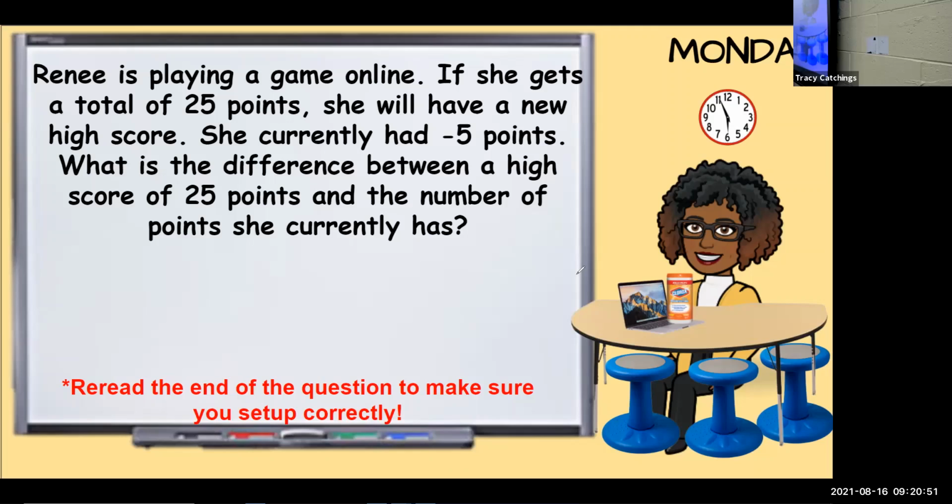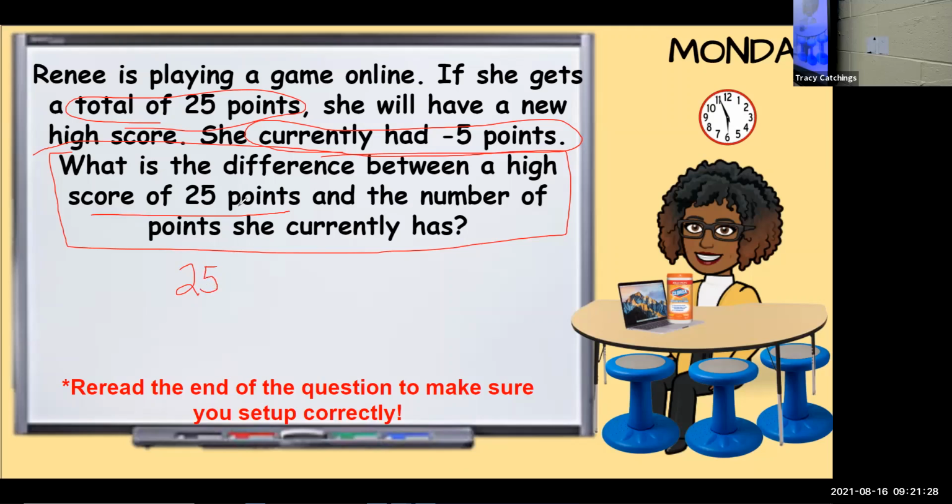So we reread this question, then I need to start looking at keywords and information. What's important? 25 points. Currently has negative 5. What is the difference? So the last thing I'm going to do is look at that question, because that question is pretty much going to let you know which number comes in the front and then what follows behind it. So it said, what is the difference between a high score of 25 points? What came first? 25, in the beginning.